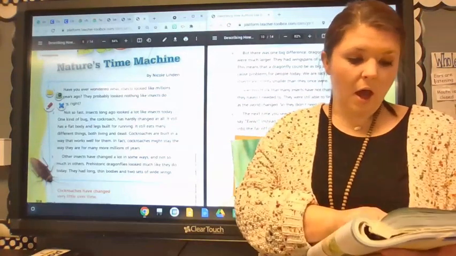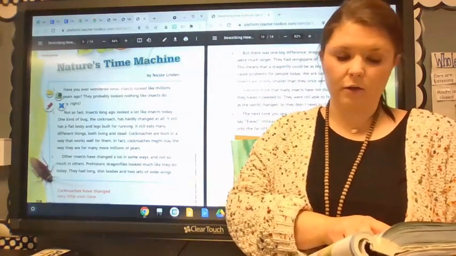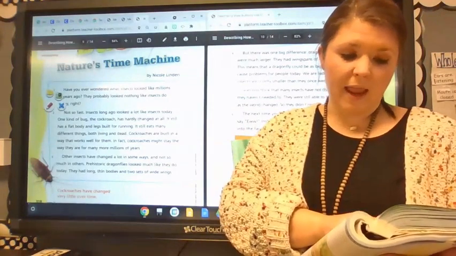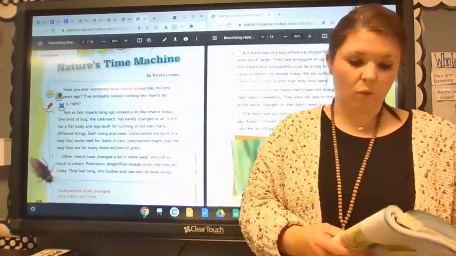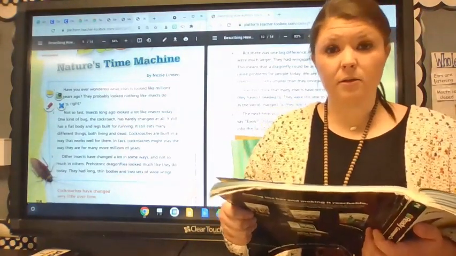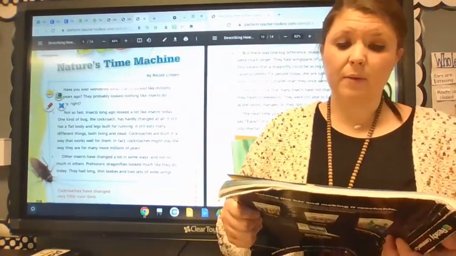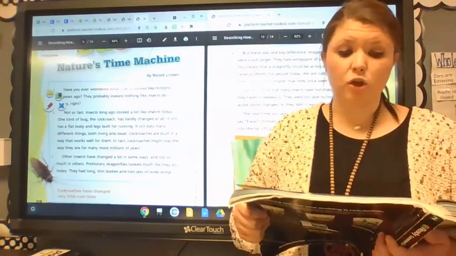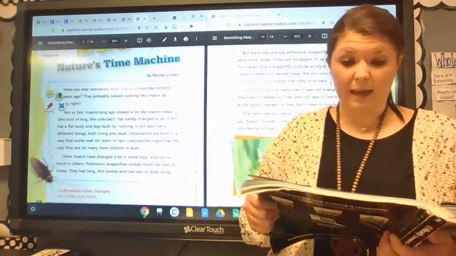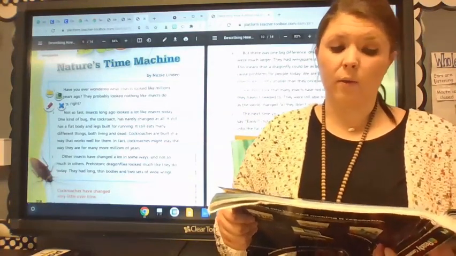Ready? Read. Other insects have changed a lot in some ways and not so much in others. Prehistoric dragonflies looked much like they do today. They had long, thin bodies and 2 sets of wide wings. But there was one big difference. Dragonflies long ago were much larger. They had wingspans of up to 2 feet long. This means that a dragonfly could be as big as a dog. They could cause problems for people today. We are lucky that today's insects are mostly smaller than they once were.